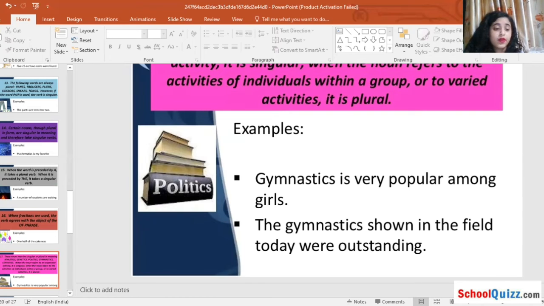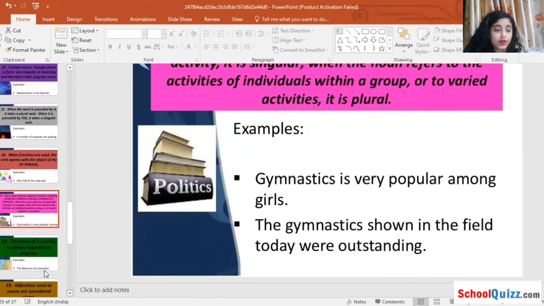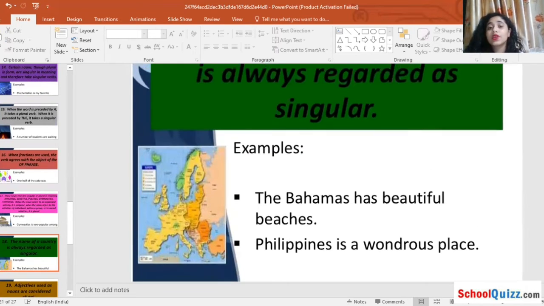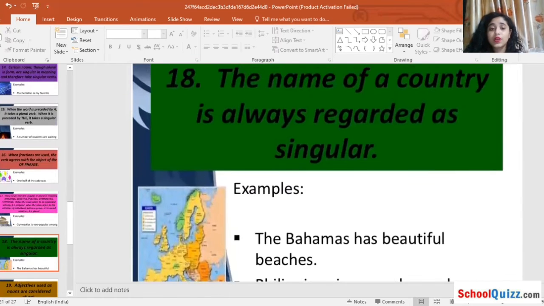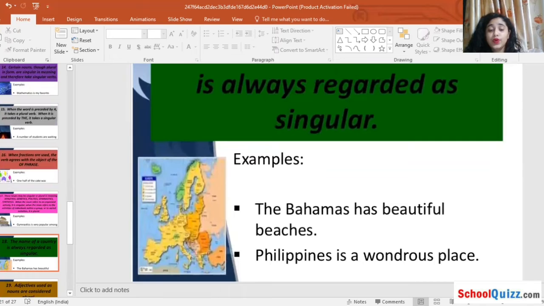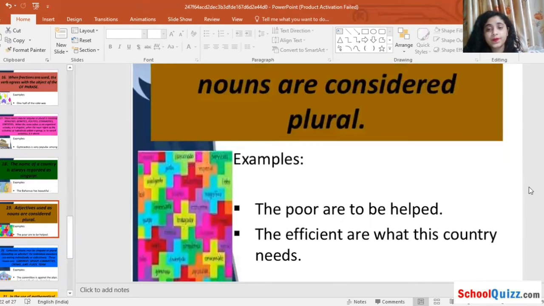Okay. Moving on towards our next rule, that is the name of a country is always regarded as singular, because a country is particularly regarded as one. So the name of a country is always regarded as what? Singular. Examples: The Bahamas has beautiful beaches. Philippines is a wondrous place. Okay, so Philippines is, Bahamas has. That's why it is included like this, because a country is always considered as what? Singular. I hope this is a very easy rule and you will not forget it.